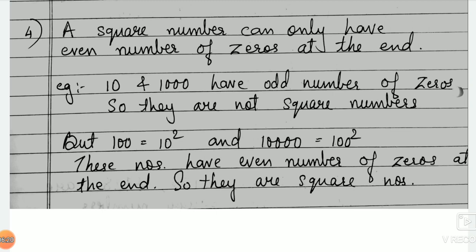For example, if we take 10, it is having 1 zero, and 1000, it is having 3 zeros. So these are having an odd number of zeros. So these numbers cannot be square numbers. 10 and 1000 are not square numbers. While if you see 100 and 10,000, these are having an even number of zeros, that is 2 and 4. And both these numbers are squares of other numbers. For example, 10 square is 100 and 100 square is 10,000. So only a number having an even number of zeros can be a square number.